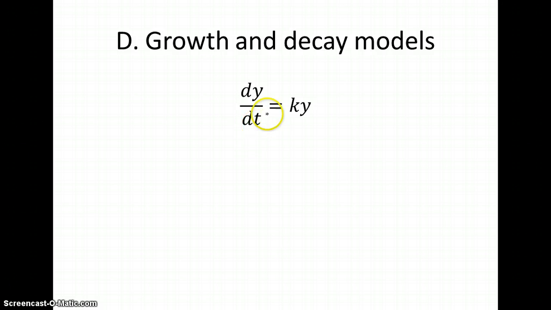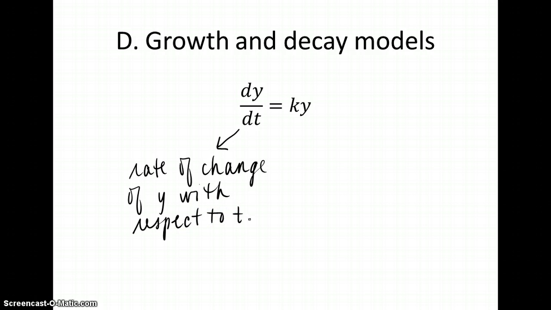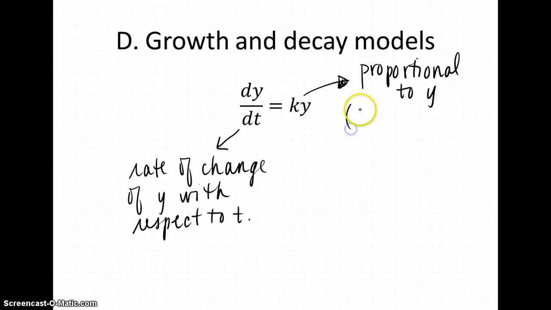So this is the differential equation representing any growth or decay model. So this would be the rate of change of y with respect to t, and that would be our unit of time. And then here we're multiplying, so the rate of change of y with respect to t would be proportional to y, and k is what relates those two, so that's your constant of proportionality.